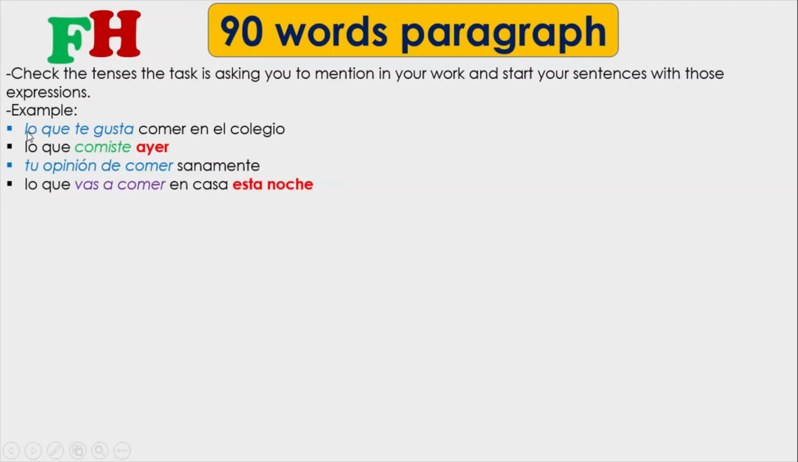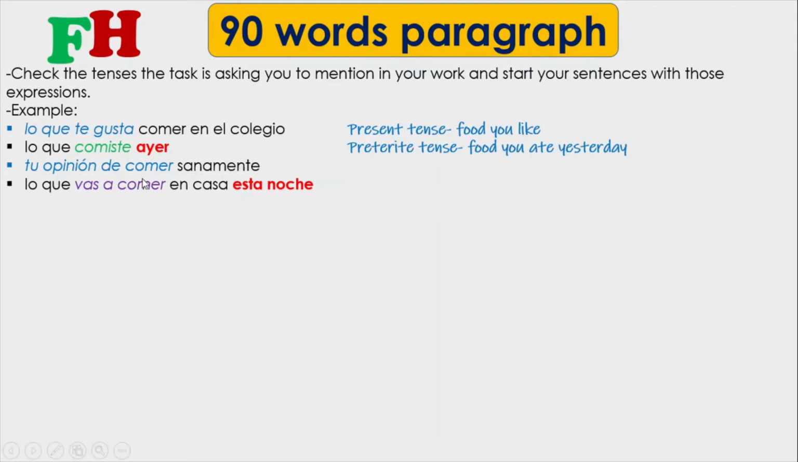So let's go to the first one. Lo que te gusta, so the thing you like, comer en el colegio, to eat at school. So things you normally like to eat at school, that refers to present tense, yeah? Food that you like. Lo que comiste ayer, the thing that you ate yesterday. So that means you should be starting with this particular word when you are going to be describing your work. So, preterite, food you ate yesterday.